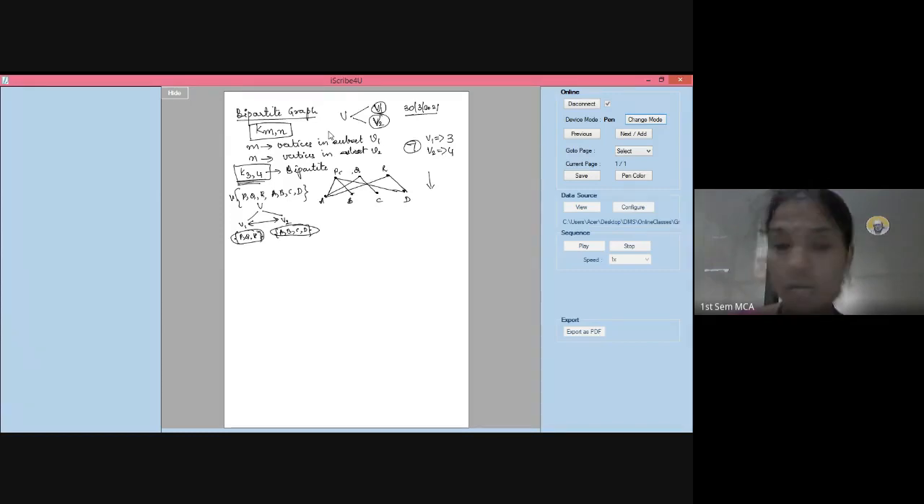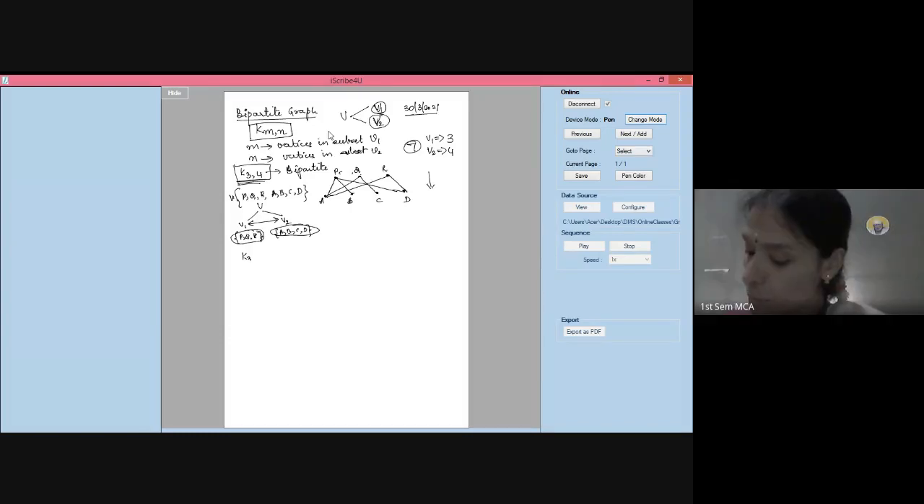That means you cannot have an edge from P to Q. You cannot have an edge from Q to R. You cannot have an edge from P to R. That is not possible. Similarly, you cannot have an edge from A to B, B to C, C to D, or A to C, or D to A, B to D. These kinds of edges are not possible. Is it clear to you all? Am I clear? What is a bipartite graph? Yes, ma'am.